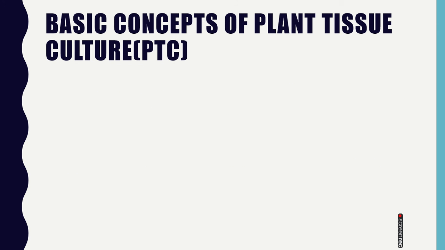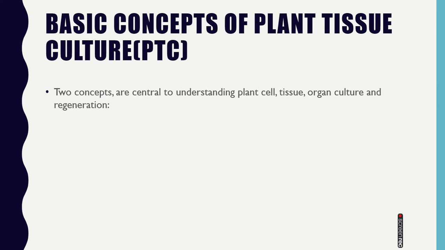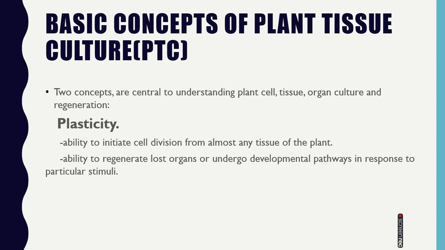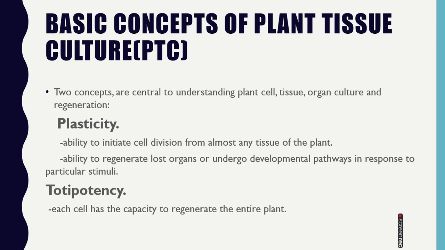Basic concept of plant tissue culture. Two concepts are central to understanding plant tissue culture: tissue and organ culture, and regeneration. The first one is plasticity, the ability to initiate cell division from almost any tissue of the plant. Plasticity is the ability to regenerate lost organs or undergo developmental pathways in response to particular stimuli. Now about totipotency. Totipotency is present in each cell. It's the capacity to regenerate the entire plant.